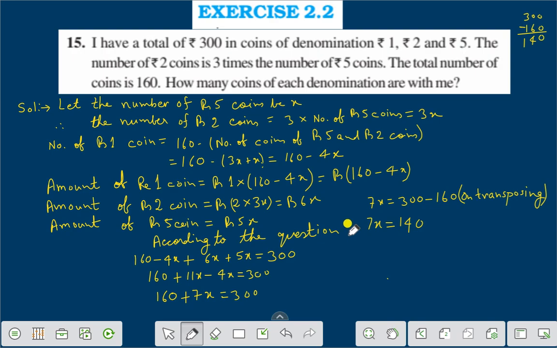Dividing both sides by 7, we get 7x by 7 is x, is equal to 140 by 7, or you can get 20. That is, you get the value of x is equal to 20, right?